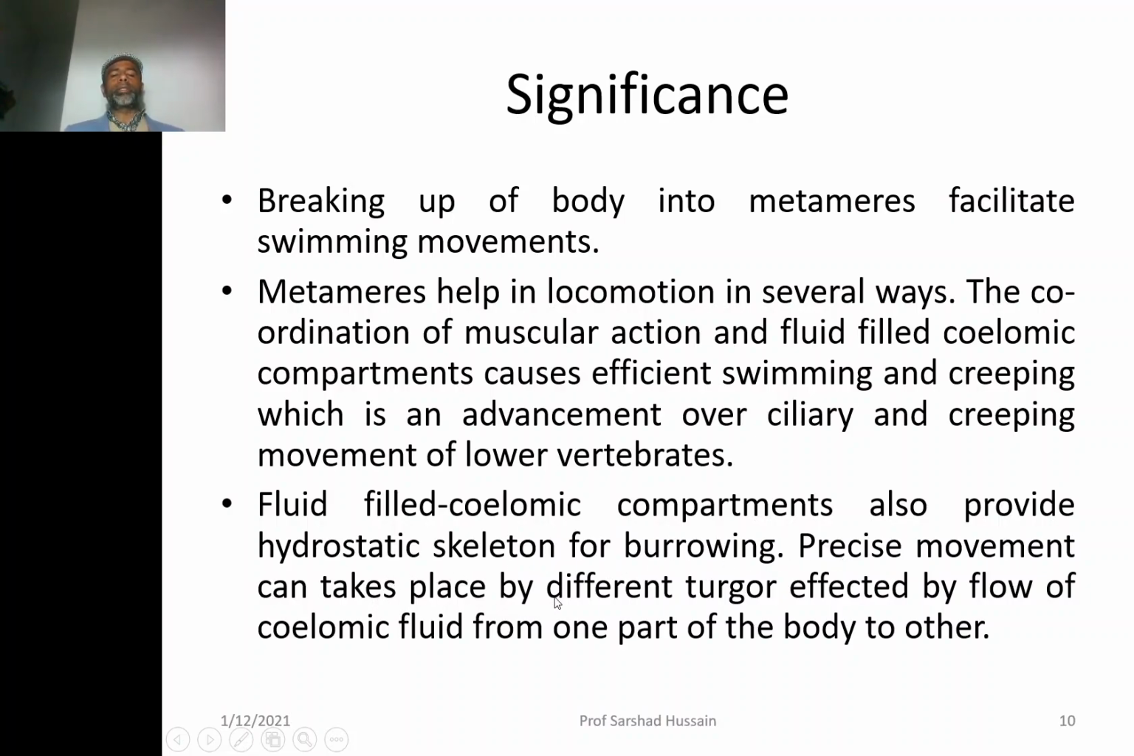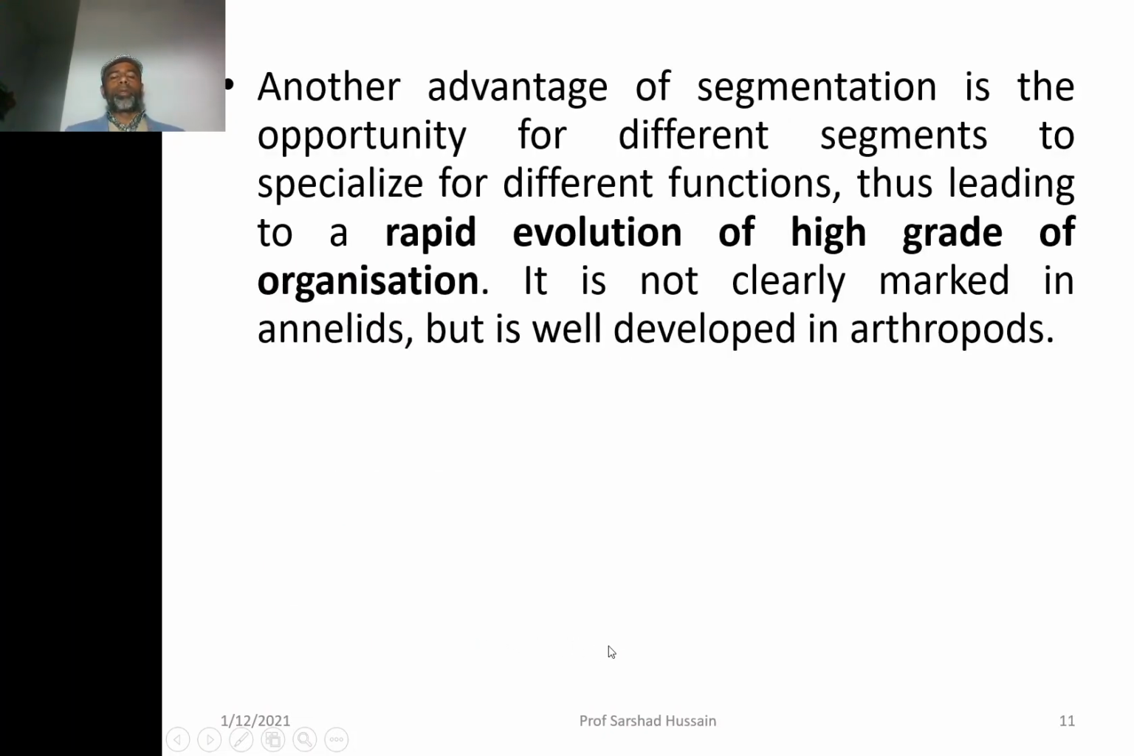Precise movement can take place by the turgor effect. As I have already told you, because the segments have divided the body, fluid is divided, muscles are divided, so you can put precise pressure in a particular organ only, and because of the division the rest of the body will not be affected. It will bring a more precise type of locomotion. This is the significance of the segmentation.